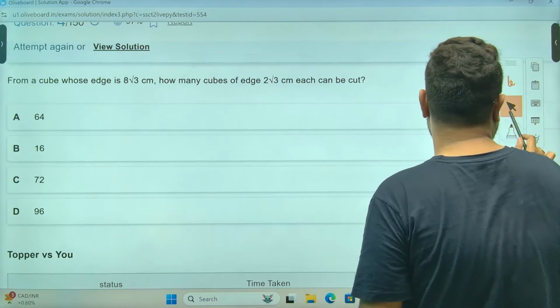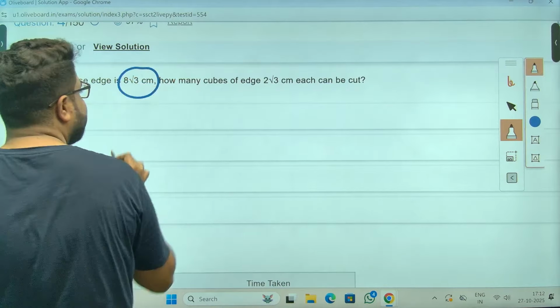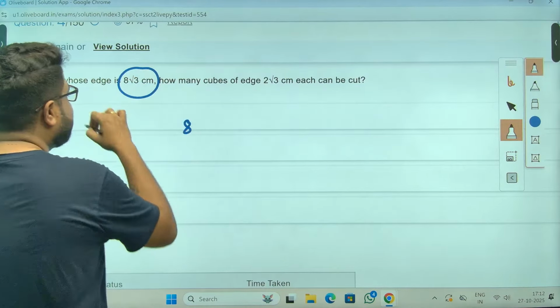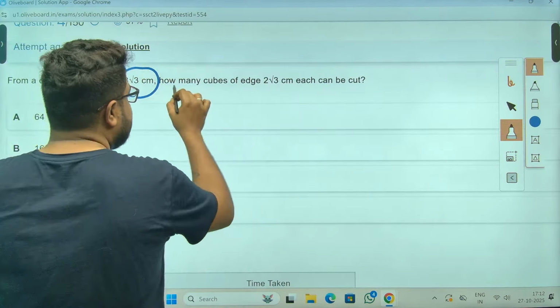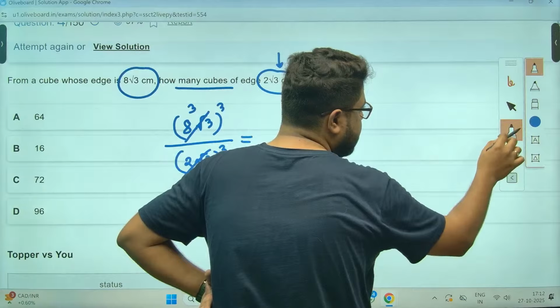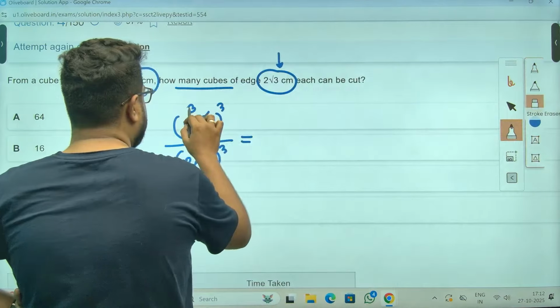Very simple. Whose edge is this? What will be the volume? Because how many cubes of this edge can be cut? So volume by volume: 8 root 3 cube divided by 2 root 3 cube. So 8 root 3 by 2 root 3. Root 3 cancels. This is 3. Sorry, this is 4.